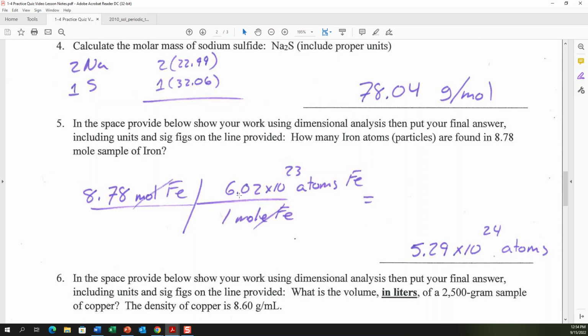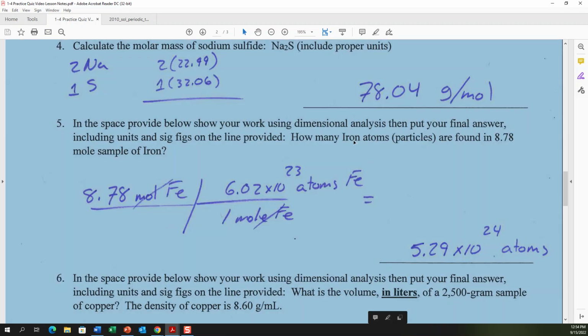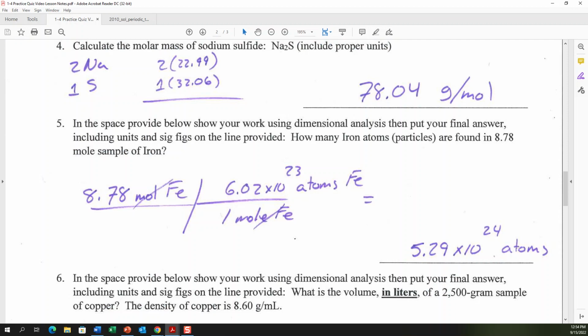So 8.78 times 6.02 times 10 to the 23rd. Make sure you know how to enter that into a calculator properly. Sig figs would be 3 because the number of moles I was given has 3, and Avogadro's number has 3, so I'm limited to 3. And for the proper units, you could say particles, but in this case, because iron is an element, the unit of an element is an atom. So 5.29 times 10 to the 24th atoms would be my answer. But I need to have the setup.